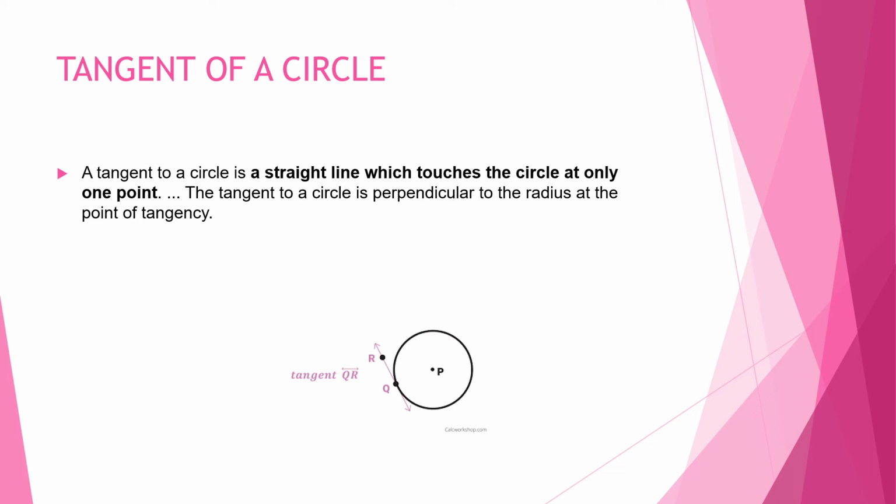The tangent of a circle. A tangent to a circle is a straight line which touches the circle at only one point. The tangent to a circle is perpendicular to the radius at the point of tangency. So here in the given figure, we can clearly understand that the tangent is QR because it touches the circle from exterior and at only one point, that is point Q.